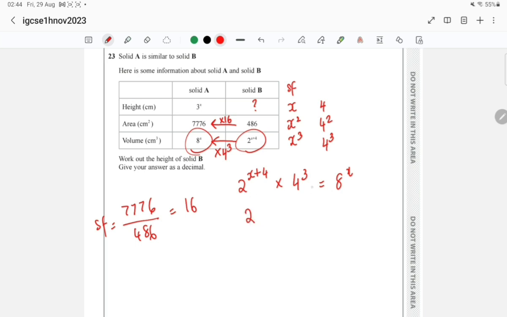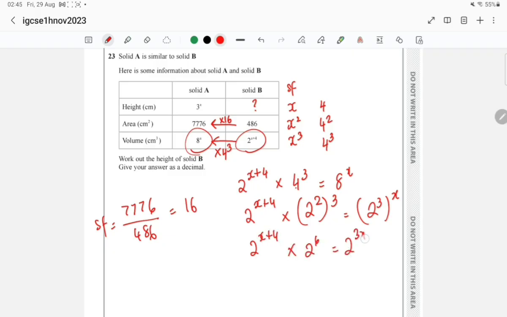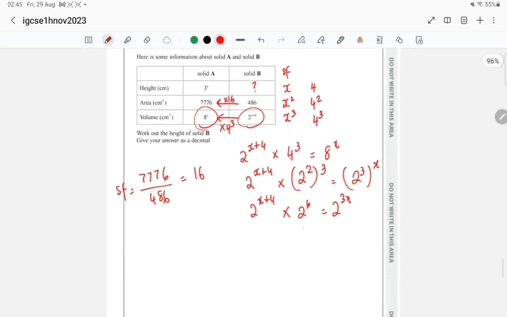So let's put everything on the base of 2. So 2 to the power of x plus 4 multiplied by 2 to the power of, so 2 to the power of 3 is 8, and 8 to the power of x, so this would be 2 to the power of x plus 4 multiplied by 2 to the power of 6, which is equal to 2 to the power of 3x. Okay, let's use law of indices over here. So x plus 4 plus 6 would be equal to 3x. So x plus 10 would be equal to 3x. So 2x would be equal to 10, x would be equal to 5.